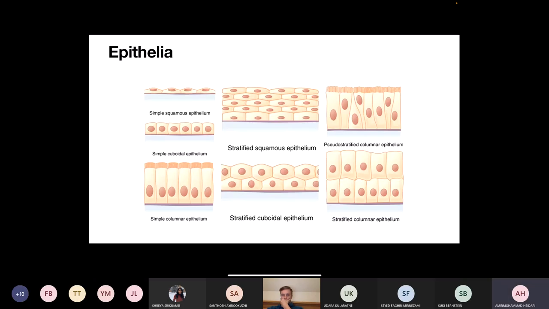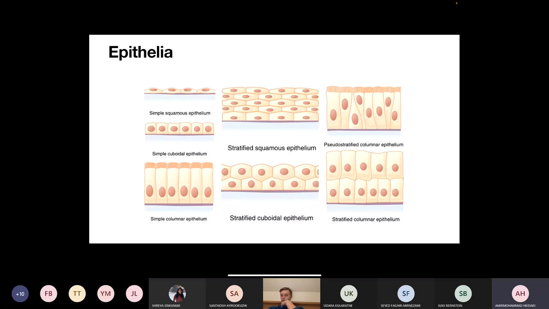Then the next thing is simple columnar epithelium. You can see here a simple columnar epithelium with villi on top. You can find this in the intestine. These are good for absorption. And the villi specifically really increase the surface area for absorption. And I think most of them, I'm not sure, but most of them also have microvilli that increase that surface area even further.